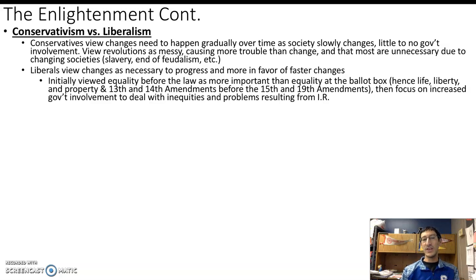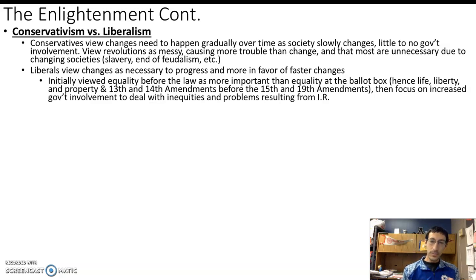Liberals, however, view change as necessary to progress and are more in favor of faster or quicker changes than a conservative would be. All right. So initially, with the liberal views, and this obviously changes, the most important thing was that equality before the law was more important than equality at the ballot box. So think about this in terms of the United States, where our first, the Constitution and the first 10 amendments, there's not a whole lot of stuff about voting in there.